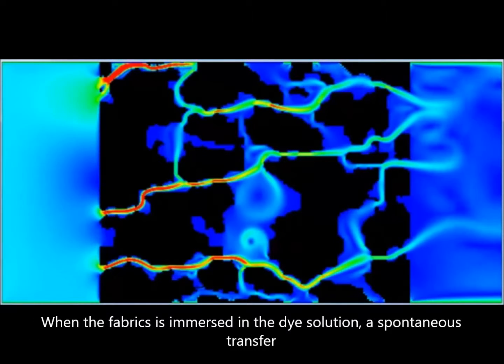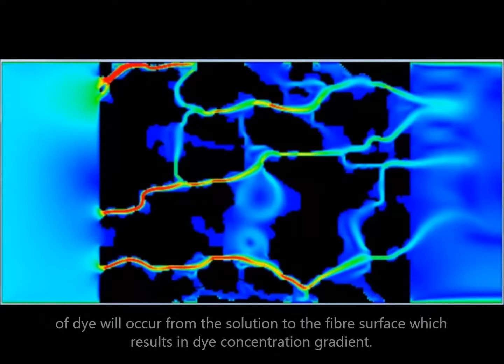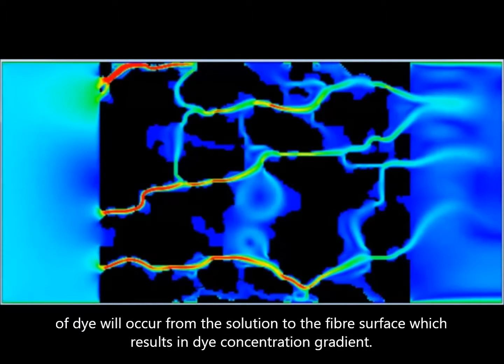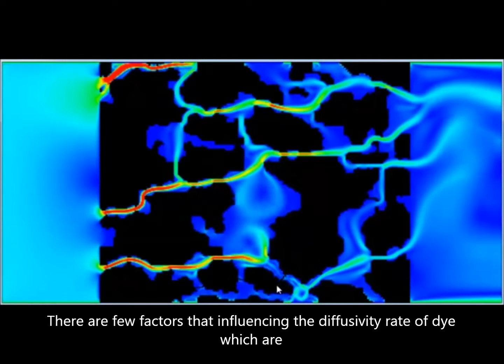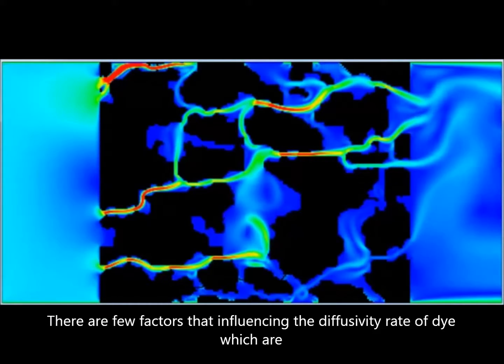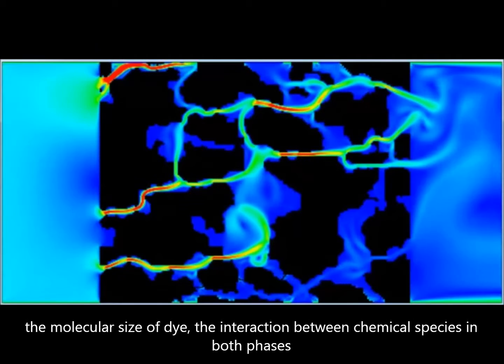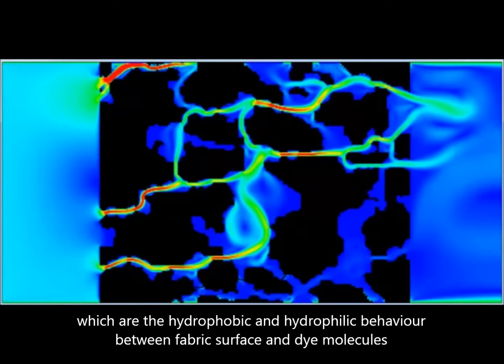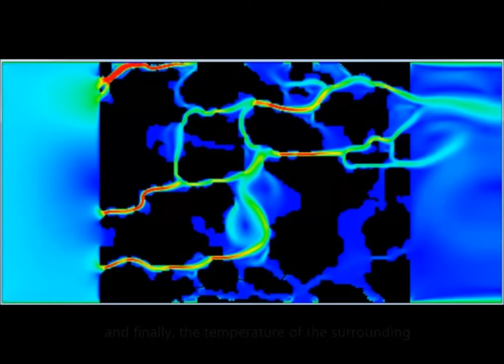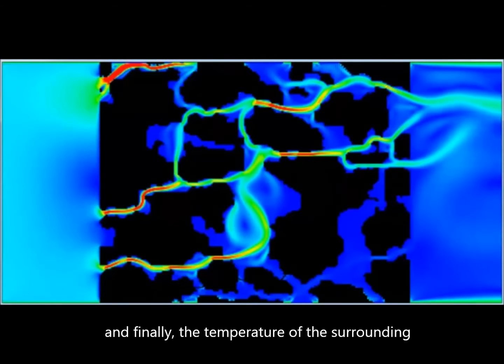When the fabric is immersed in a dye solution, a spontaneous transfer of dye will occur from the solution to the fiber surface, which results in a dye concentration gradient. There are a few factors that influence the diffusivity rate of dye, which are the molecular size of the dye, the interaction between chemical species in both phases, which are the hydrophobic and hydrophilic behavior between the fabric surface and dye molecules, and finally, the temperature of the surroundings.